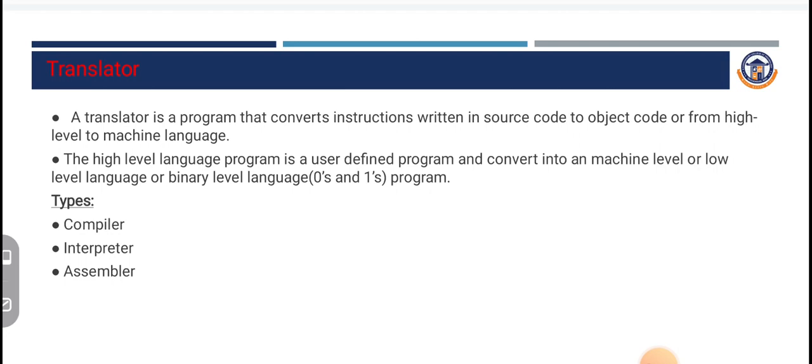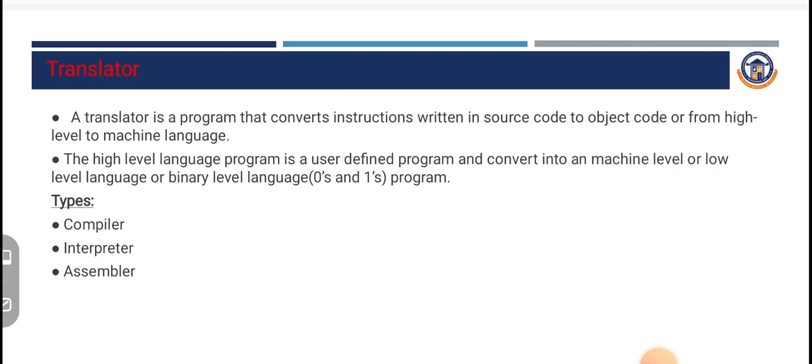The machine cannot understand the high level language program. Using the translator concept, it can be converted from a high level language program into a machine level language program or low level language program. The low level language program is zeros and ones, that is a binary representation. Only then can the system understand our program.